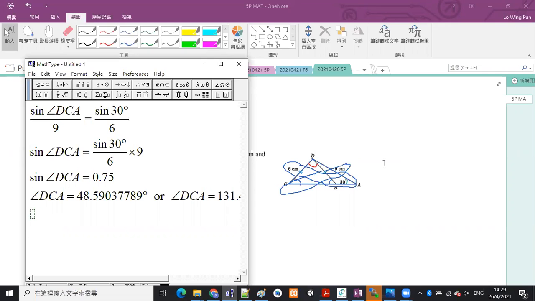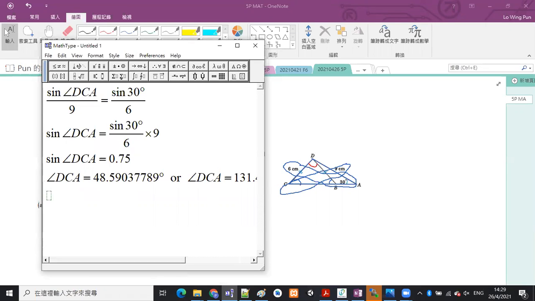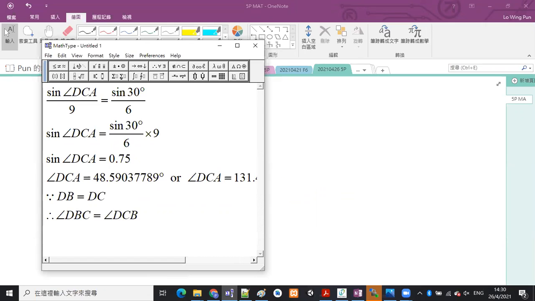Okay, so angle DCA is just 48.59 something degrees, and then we answer the question. The question asks us to find angle BDC. Maybe we just write down this first because DB is equal to DC. Therefore angle DBC is equal to angle DCB, and that should be equal to 48.59037789 degrees.